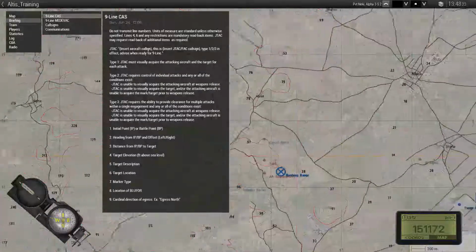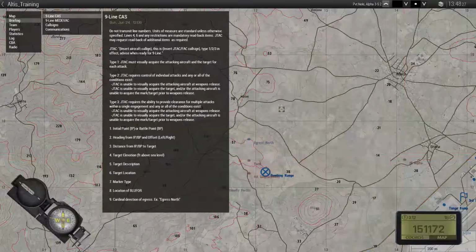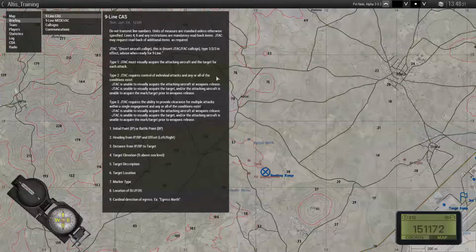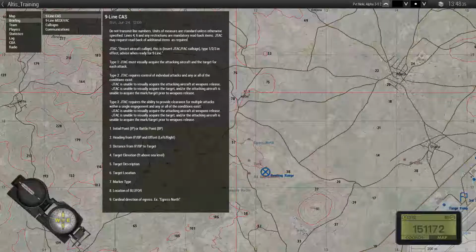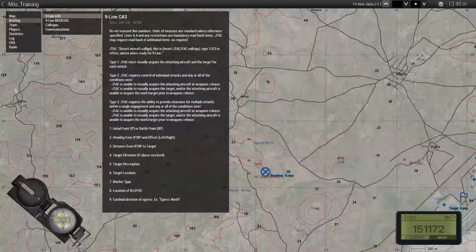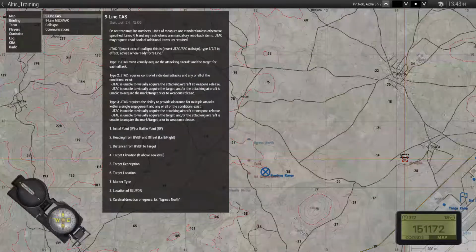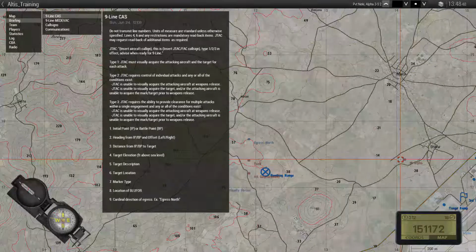Phantom 2, Phantom 1. Go. Calling CAS type 3, type 2. Roger. Send 9 line when ready. Line 1, IP/BP Alpha, break. Line 2, bearing 270, break. You don't need to say the line numbers.